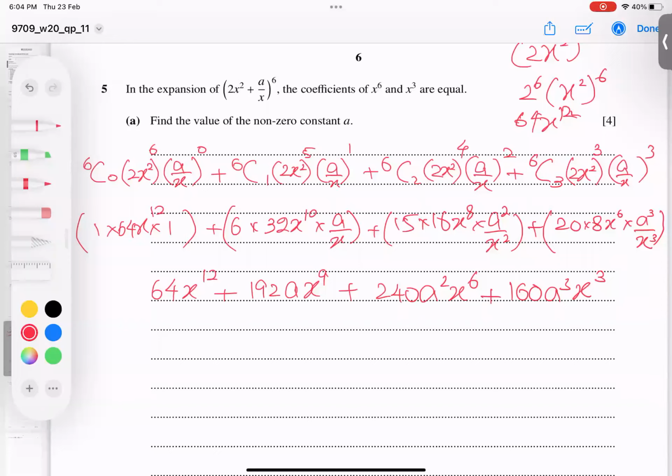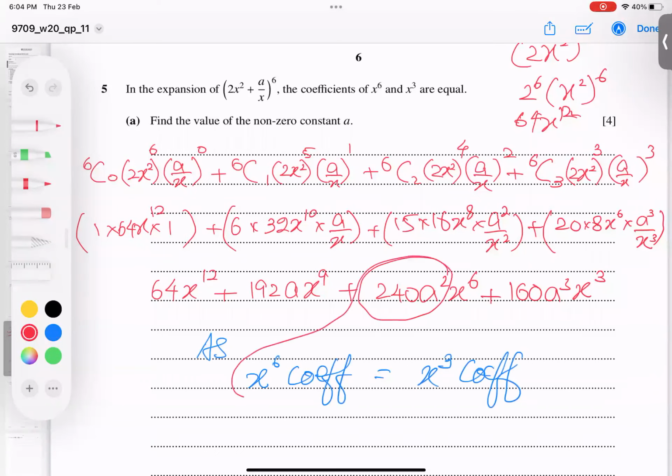And now, as he said, the x cube and x to power 6 coefficients are equal. See, marks are 4, that is why it is so lengthy. I'm writing here: x to power 6 coefficient equals x to power 3 coefficient, as given by him. So the x to power 6 coefficient is this, plugging it here: 240 a to power 2.